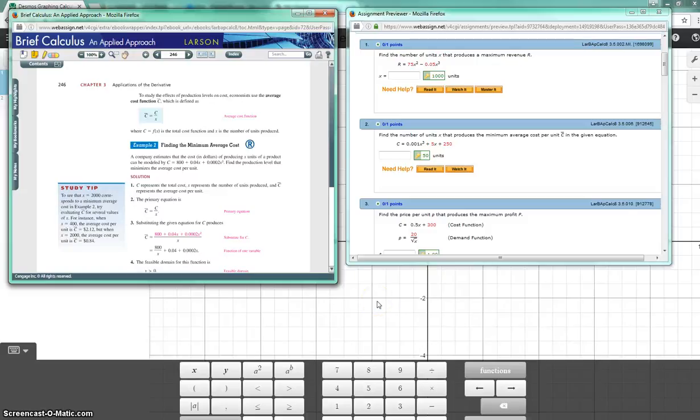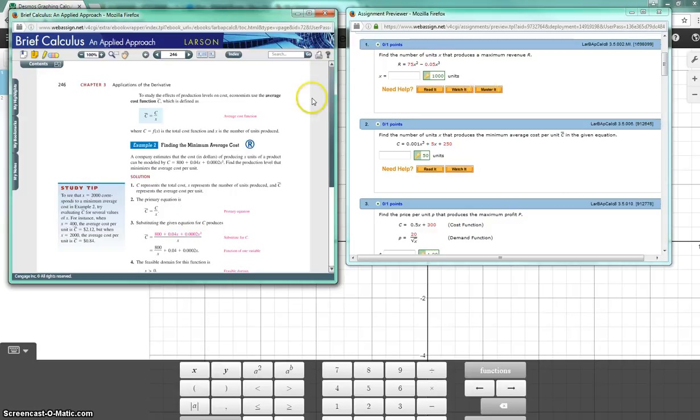All right, so chapter 3, section 5, we're looking at some business applications of derivatives. So I was going to look at number 2 from the homework. It says finding an average cost. So when you're doing an average cost, this is my cost per item, but it depends on how many items I have, so I should divide by X. Whenever you see this C bar, it's your cost function divided by X.